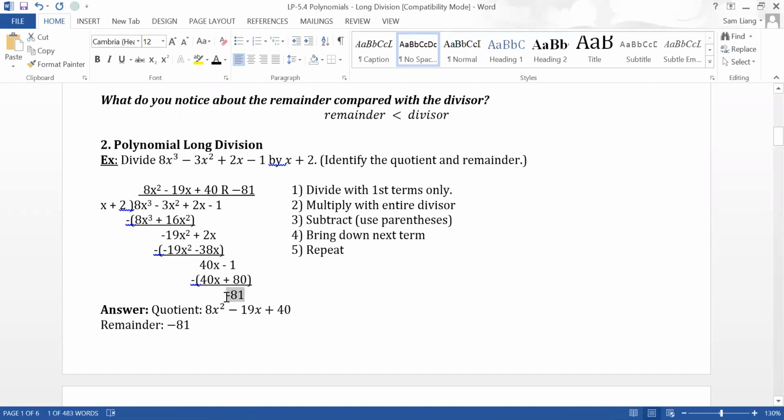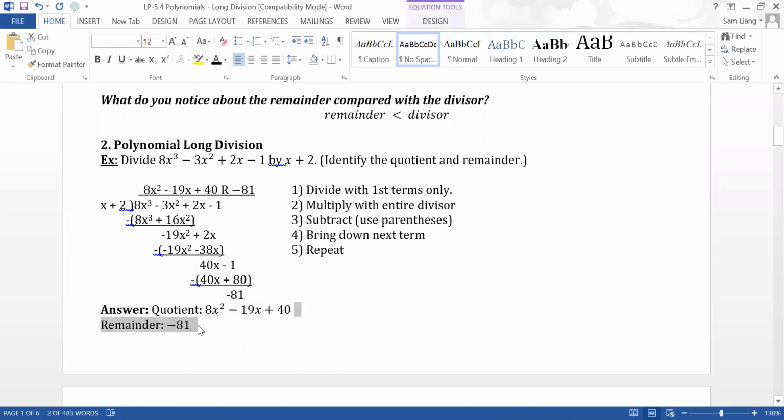And negative 81 has a lower degree, right? So this is technically negative 81 x to the 0, and we would consider x to be larger than negative 81. Okay. So yeah, that's where we're going to stop. Negative 81 is less than x, right? So quotient is 8x squared minus 19x plus 40. Remainder is negative 81. Okay.